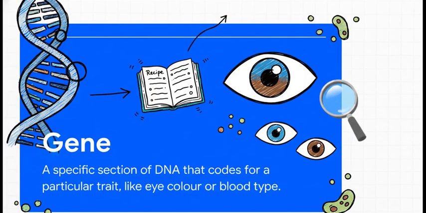So if DNA is the entire recipe book, then a gene is like one single recipe inside that book. It's a specific chunk of DNA that carries the instructions for one particular thing, like the recipe for your eye color or the recipe for your blood type.